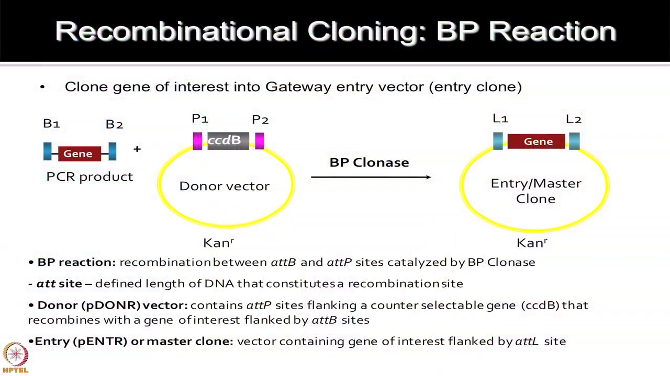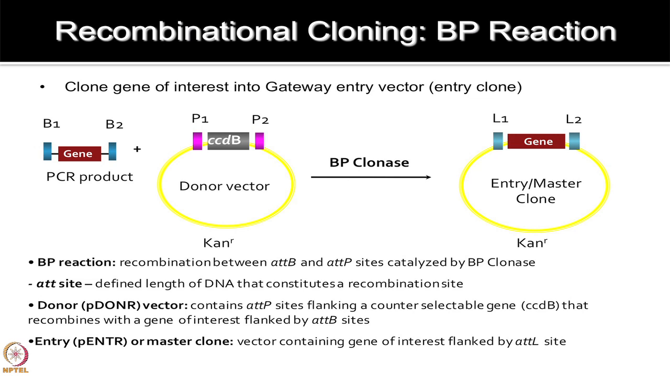I'll just define what this means. You have a gene of interest, let's say a PCR product, with flanking regions of a defined length of DNA with the att site that constitutes a recombination site. The left side of the image shows a gene flanked with the attB sites, attB1 and attB2.